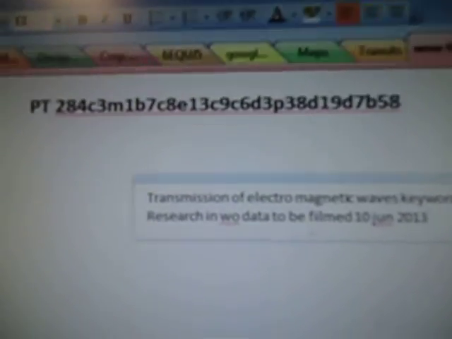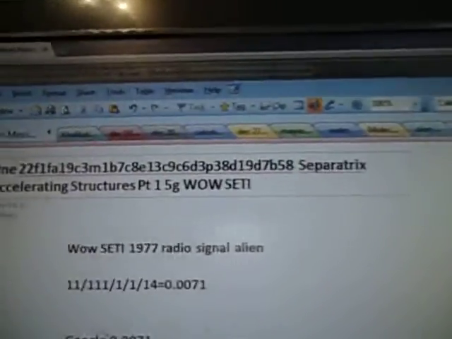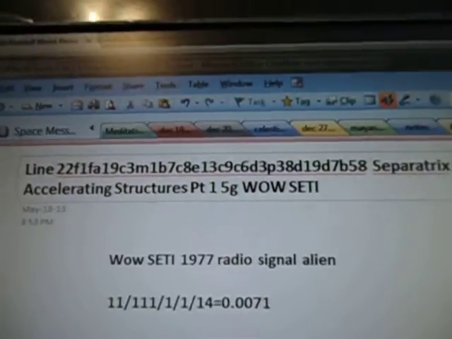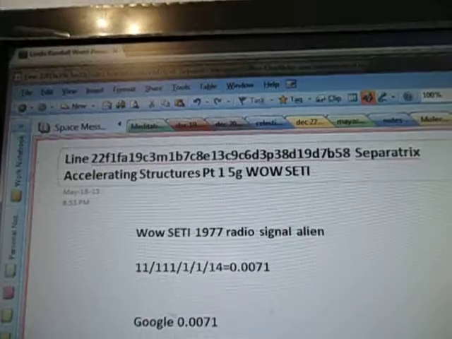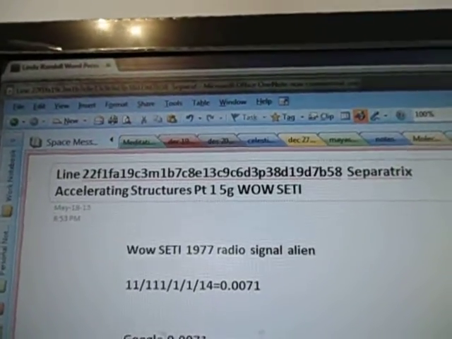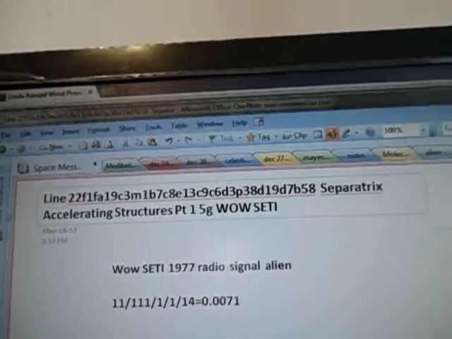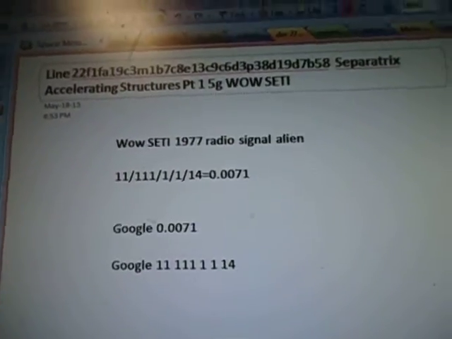There's a line of data there. And it starts with line 22 and ends with 7b58. So we're at Separatrix Accelerating Structures Part 1 by G. Wow Seti. There's a second video that goes with this as well. Okay, there's the alien radio signal there.